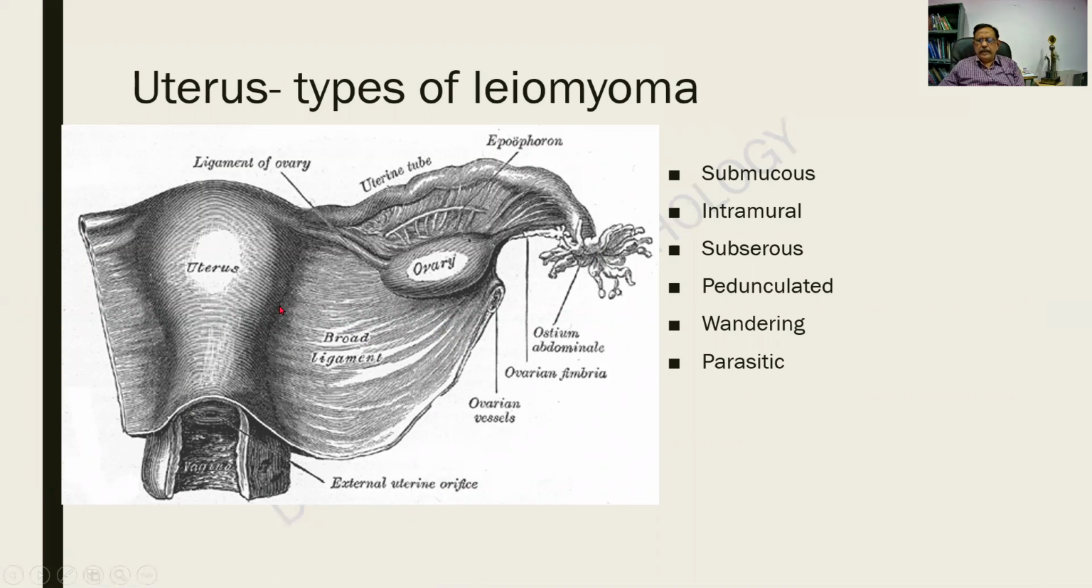Why am I showing this particular diagram? This is a uterus, this is a broad ligament, etc. A tumor can arise from the uterus, subserosal region. It grows larger and larger and it gets landed in the broad ligament. So it travels from here. So this is called a migrating leiomyoma.